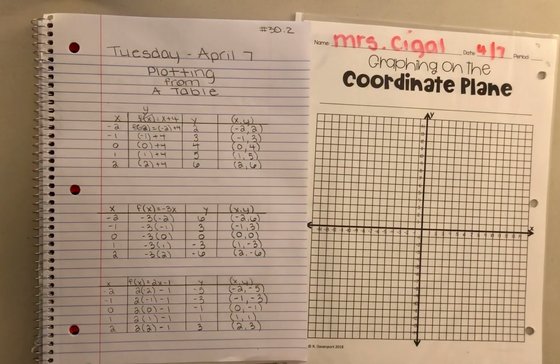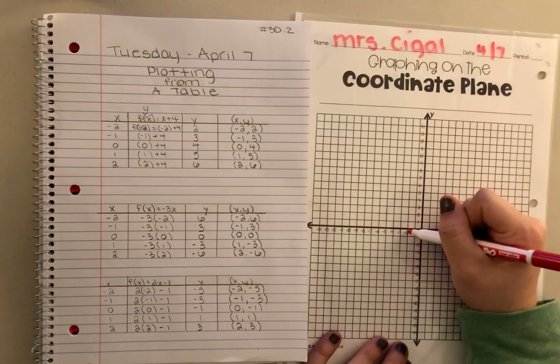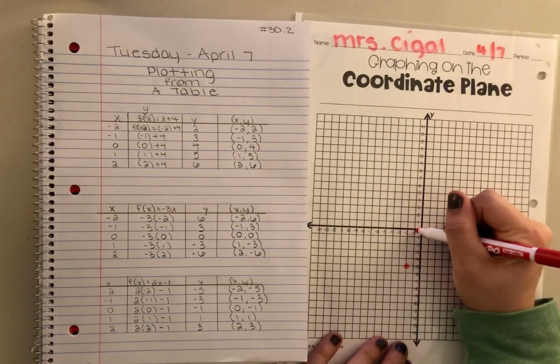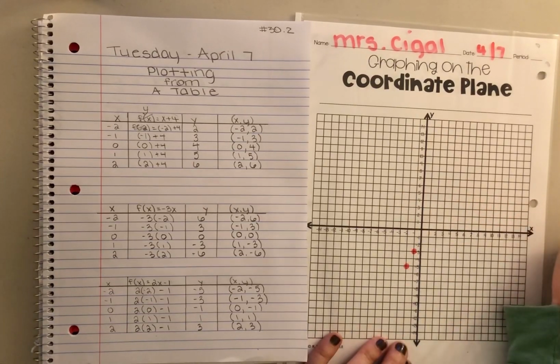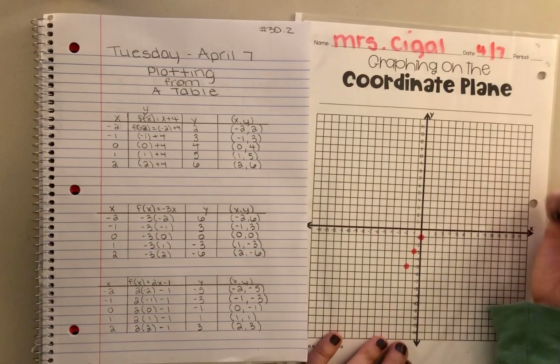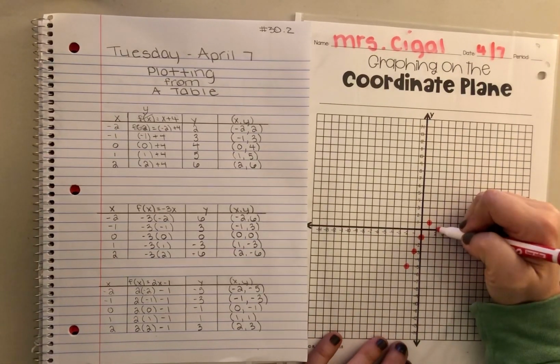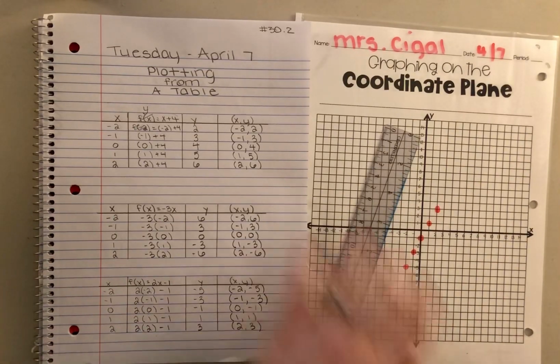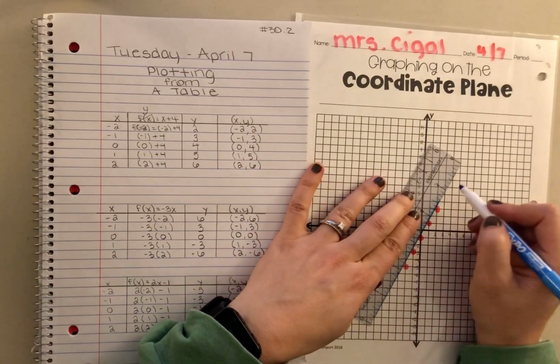I'm going to plot those and let's see what this line looks like. So I've got -2 and -5, -1 and -3, 0 and -1, 1 and +1, and finally 2 and +3. So my points did form a line. All the ones I'm giving you right now should form lines. So if they don't, then you want to go back and check.